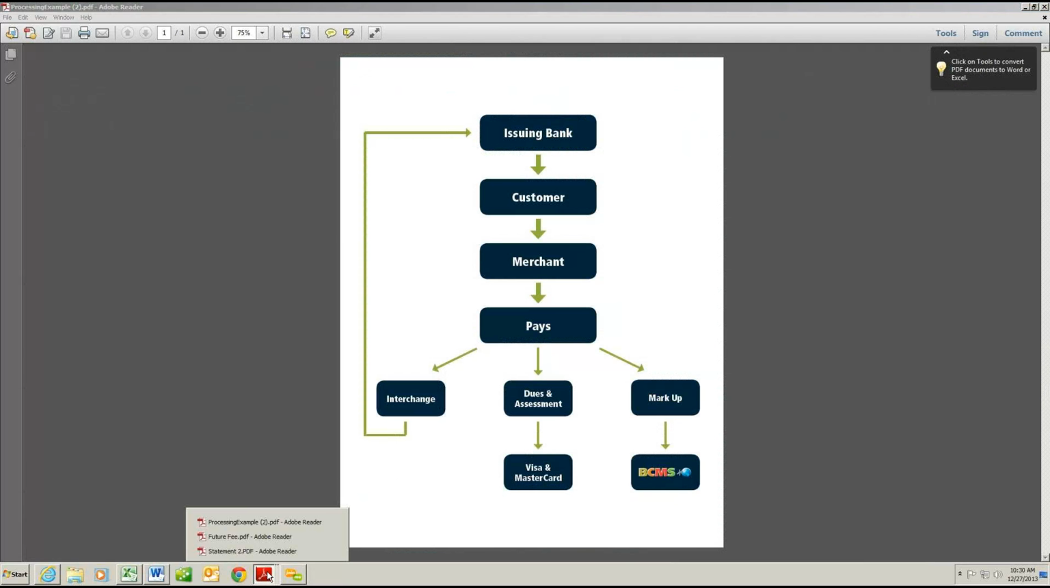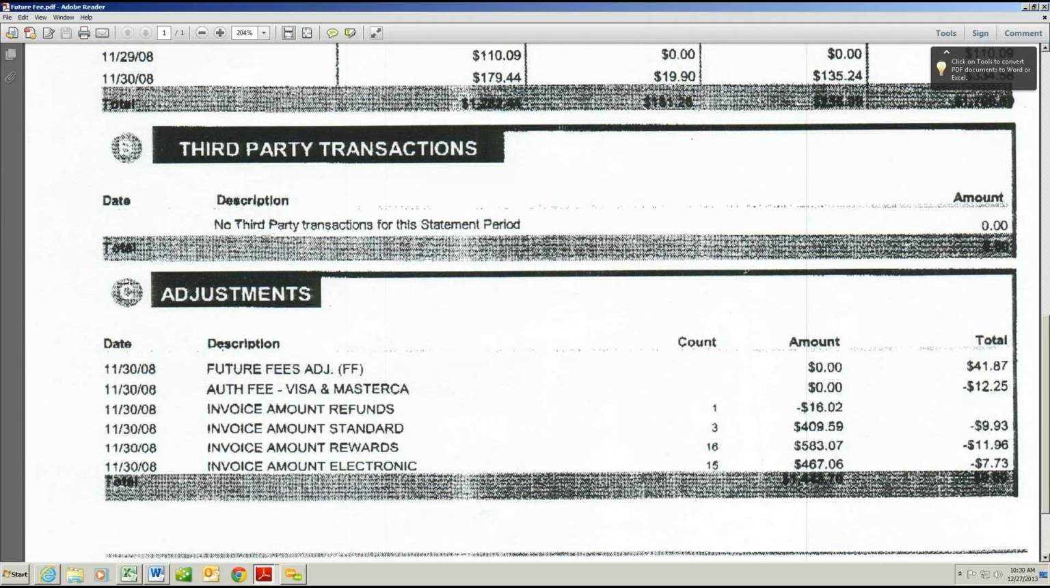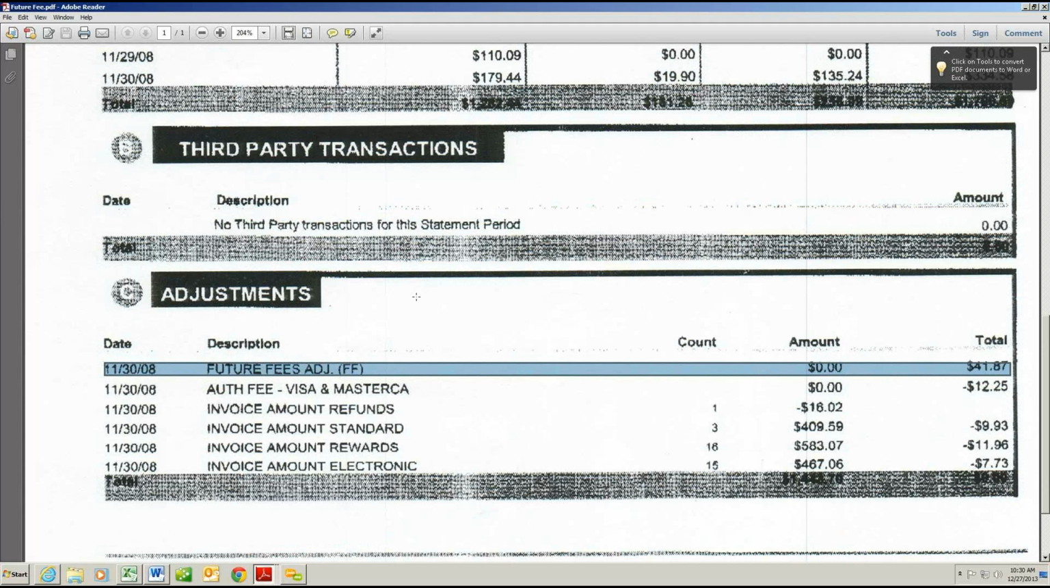Now, this is all fine and dandy once you have an understanding of statements, and there are all kinds of statements. Here's one of my favorite ones. I've never seen anything like it in 20 years in business. Here's a statement where they're basically charging this merchant $41 for what they call future fees. I have no idea what that is. They just charge this merchant $41.87, and they label it future fees adjustments. So your guess is as good as mine. And this is some of the shenanigans you see from various processors, that they will add fees to the merchant to increase their profitability.